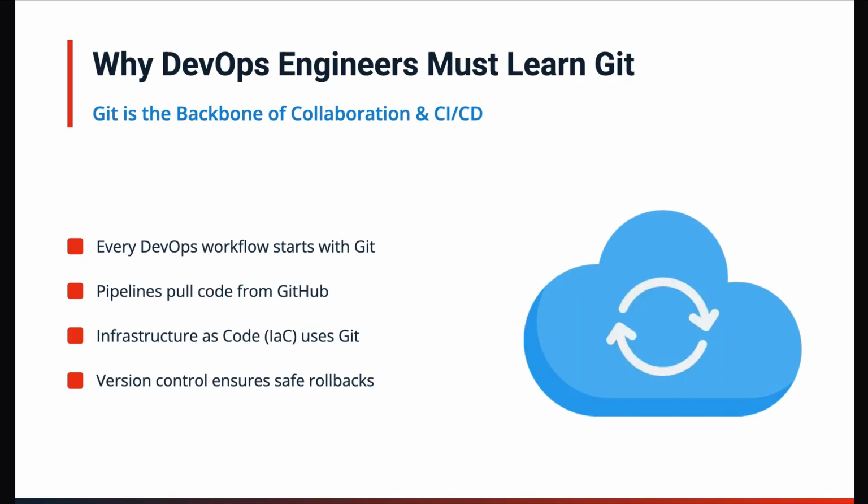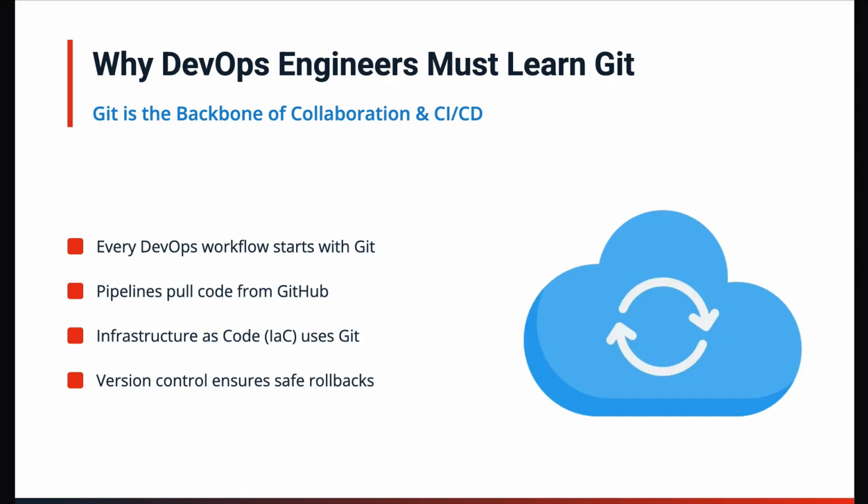Here is the thing, Git is not optional in DevOps, it's essential. Every piece of code, every configuration file, every Terraform module, every Kubernetes YAML, everything lives inside Git repositories. When a developer pushes new code, those push events trigger CI/CD pipelines. When a DevOps engineer updates infrastructure, those changes are also pushed to GitHub and automation tools pick them up. Git allows teams to collaborate without overwriting each other's work, which is super important in large applications.